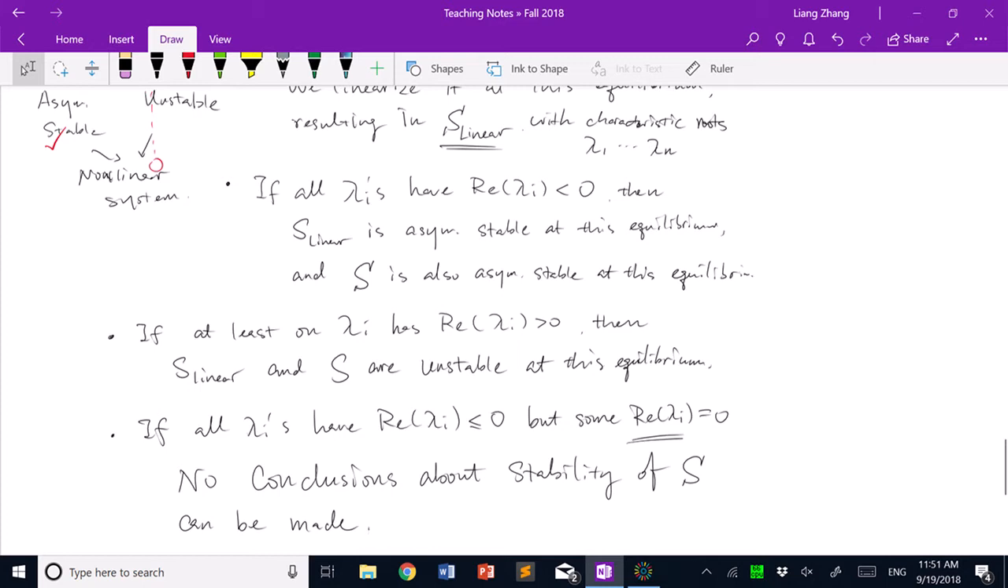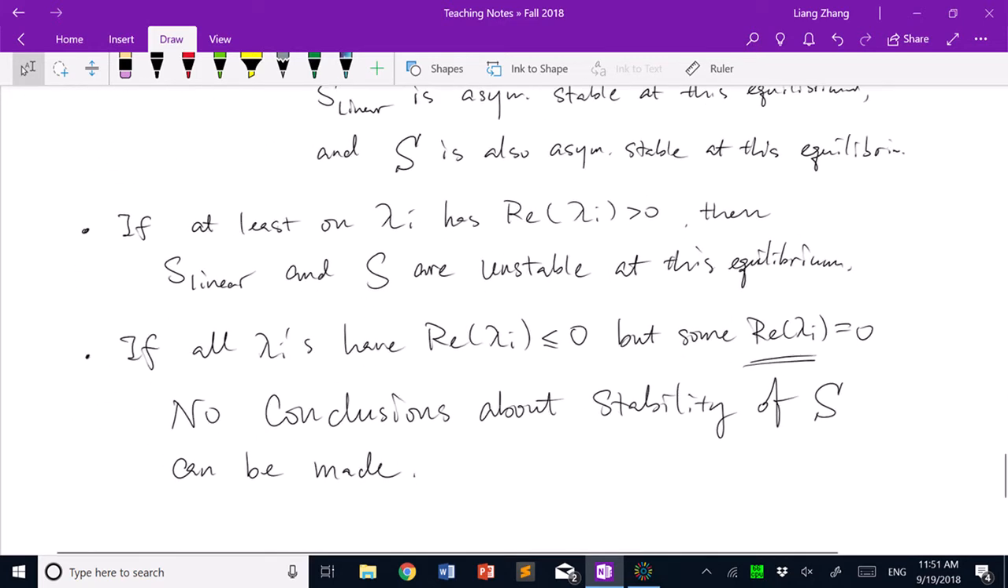If you found out the linear system is unstable, with all or some of the roots having positive real part, then the linear system as well as the original nonlinear system are unstable at this equilibrium. But if some of the roots have zero real part, on the imaginary axis, and the rest of the roots are all in the left half plane of your complex plane, then unfortunately we're not able to come to any conclusion about stability of the original nonlinear system.